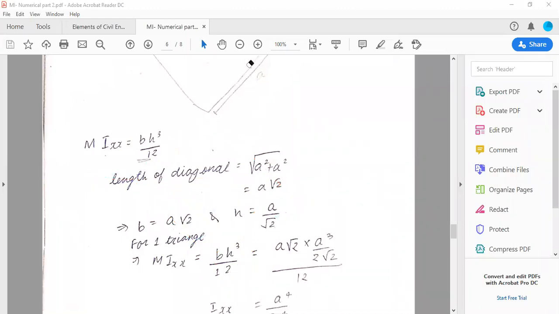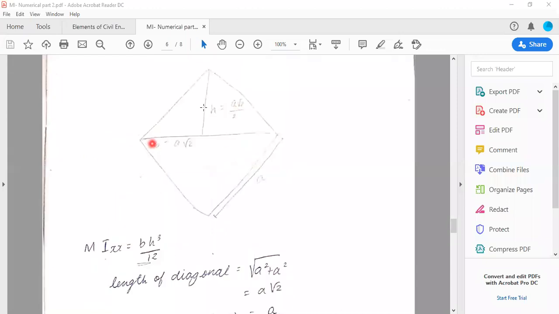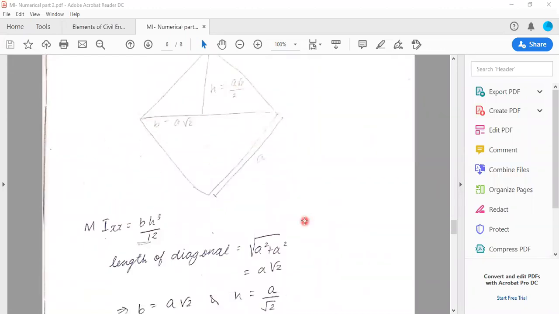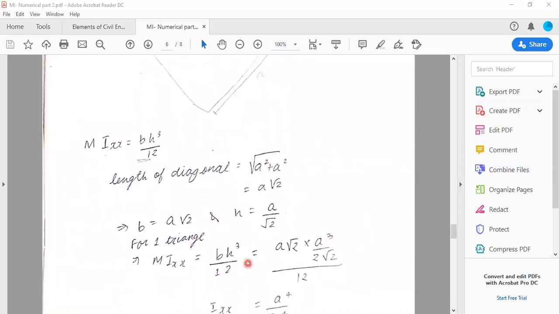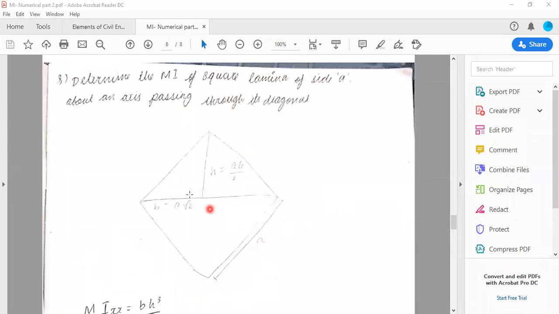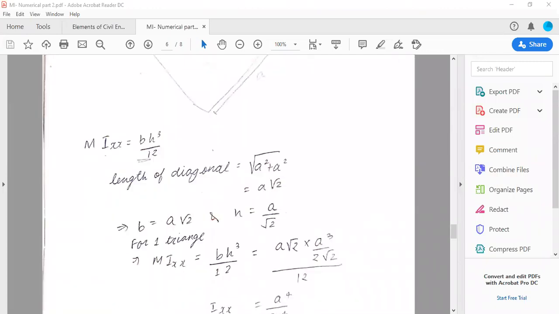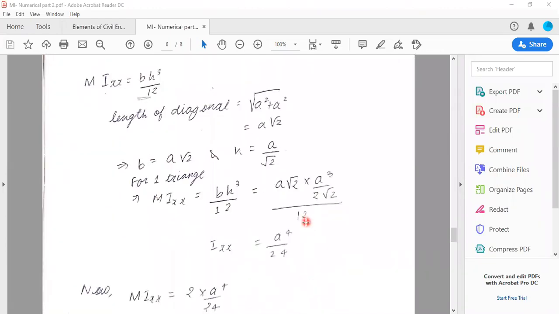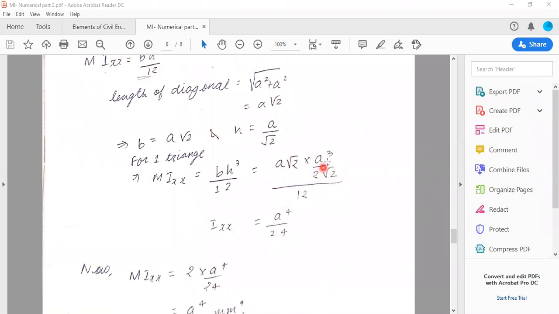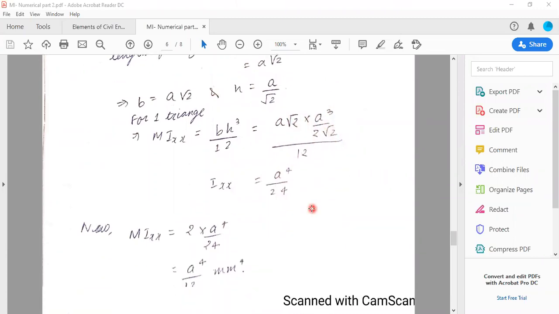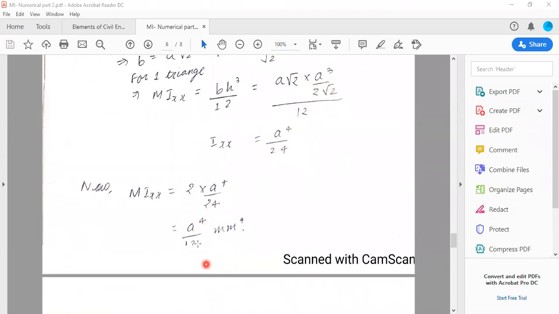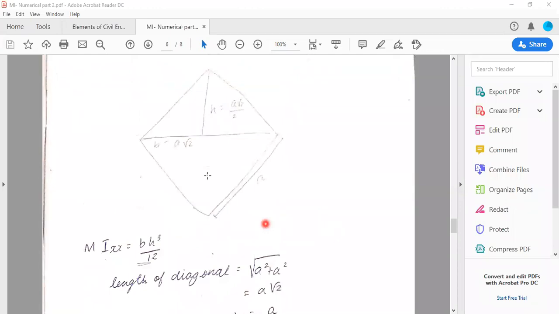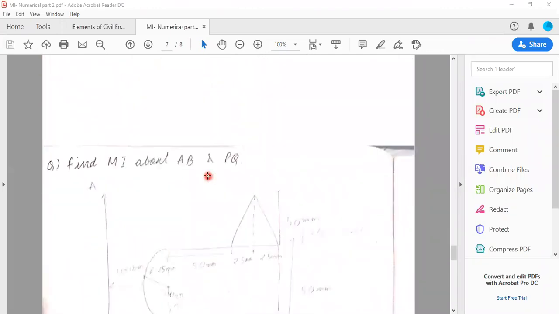And moment of inertia about the triangle's base is given by bh cubed by 12. So b is a root 2, h is a root 2 by 2. So bh cubed by 12, which is written over here, and then cancel the numericals wherever possible, and you will be left with a value of a raised to 4. Okay, very simple but very tricky kind of an example.